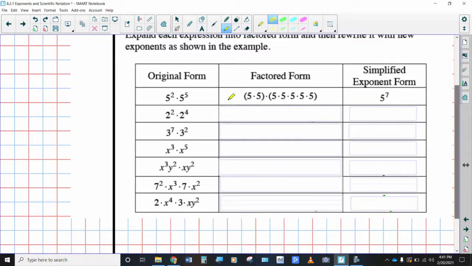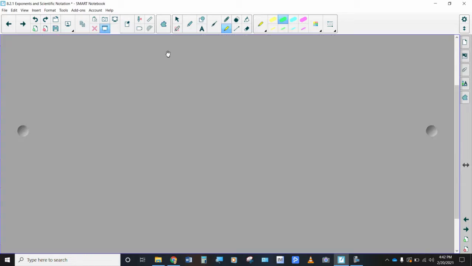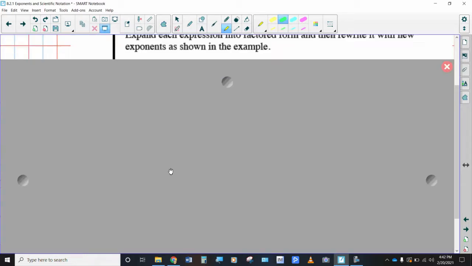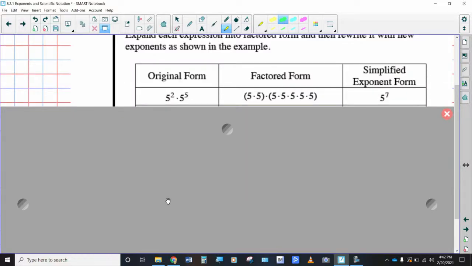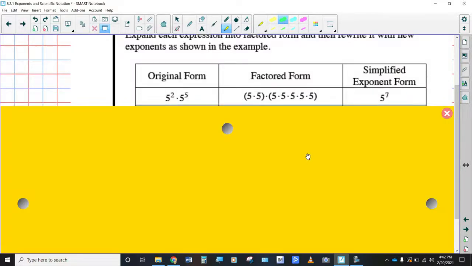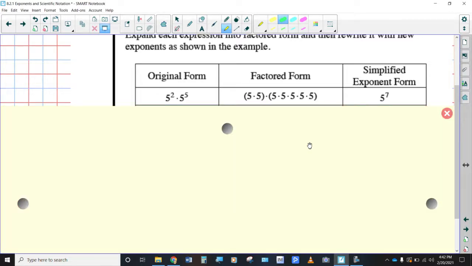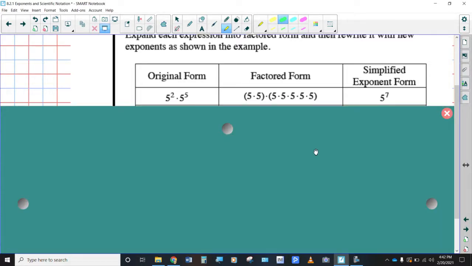Okay, so here's the first example. The original form is an expression that involves you multiplying a couple of powers together. If you were going to copy all this down, go ahead and pause it, back up a little bit. You can get everything copied in.